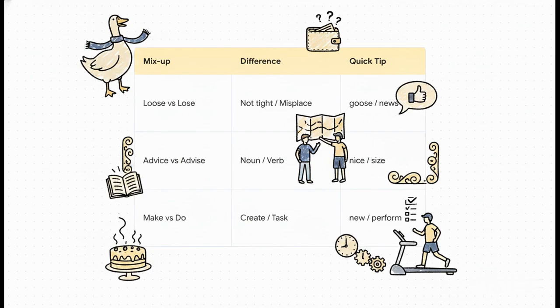She gave me good advice. Finally, make versus do. The general rule here is that make is for creating something brand new, like making a cake or making a decision. Do is for performing a task, like doing your homework or doing exercise.